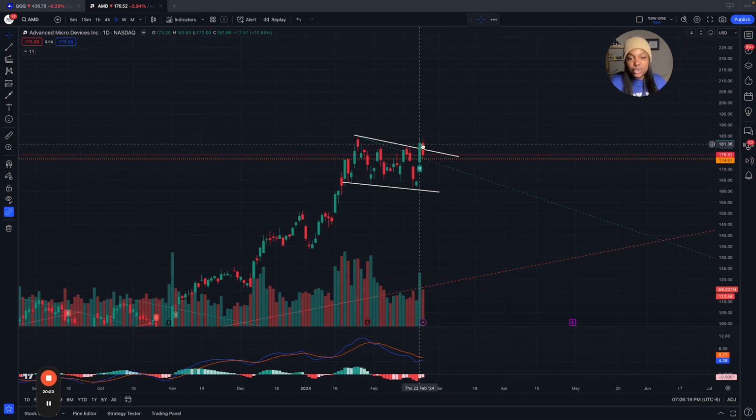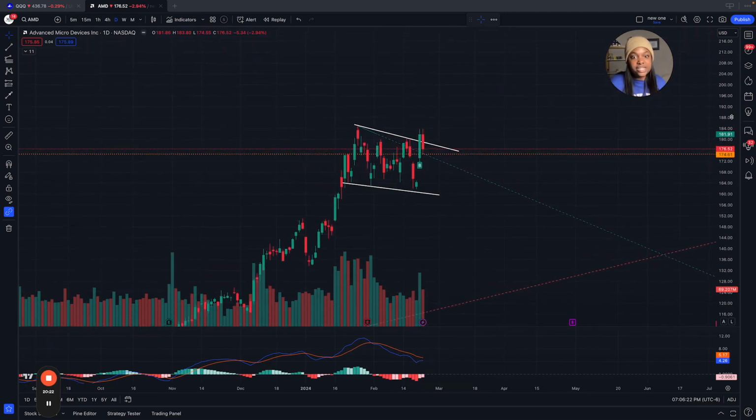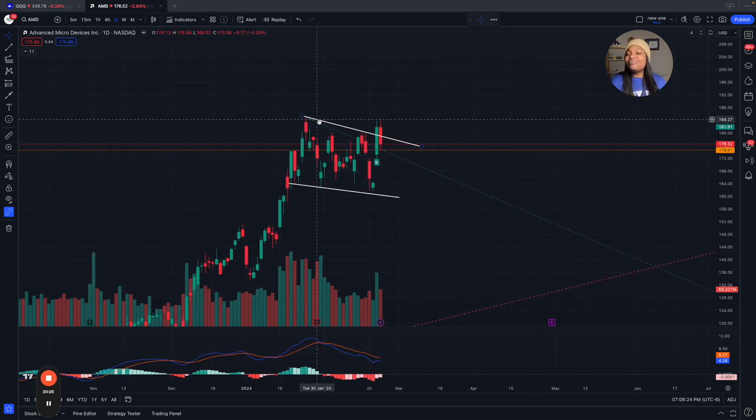But y'all, this is also a tweezer top candlestick pattern that we see here on the daily. I truly don't think so. Bearish divergence. Go with the chart, go with the chart, go with the chart.